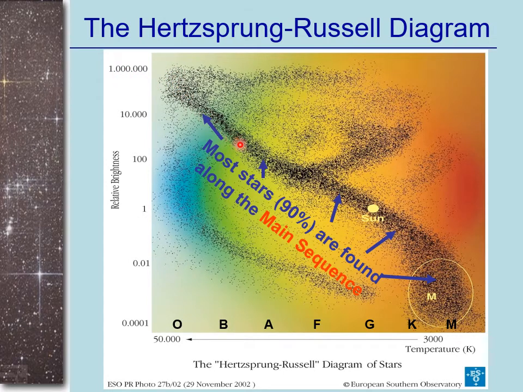And then the main sequence swoops down across the HR diagram. Here's our sun. Notice our sun is a main sequence star, and it ends up down here with the type M stars, which are the coolest stars, around 3,000 kelvins. And notice they are also some of the dimmest stars. Their brightness is only something like 1/10,000th of the brightness of our sun.